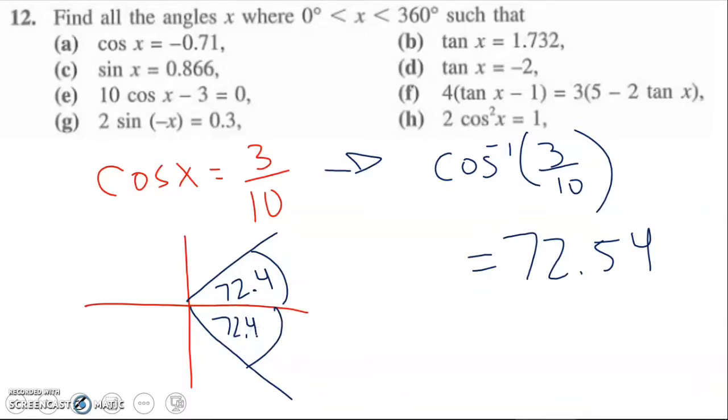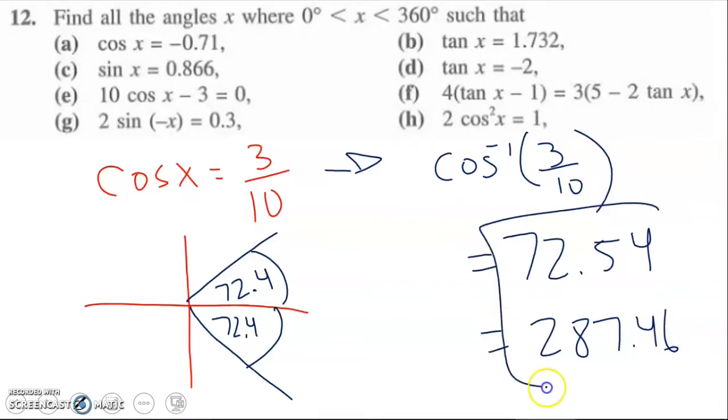So to find the second angle, all you want to do is 360 minus 72.54, and you should end up with 287.46. Those are the values that you should get for E. Alright, let's do maybe one more.